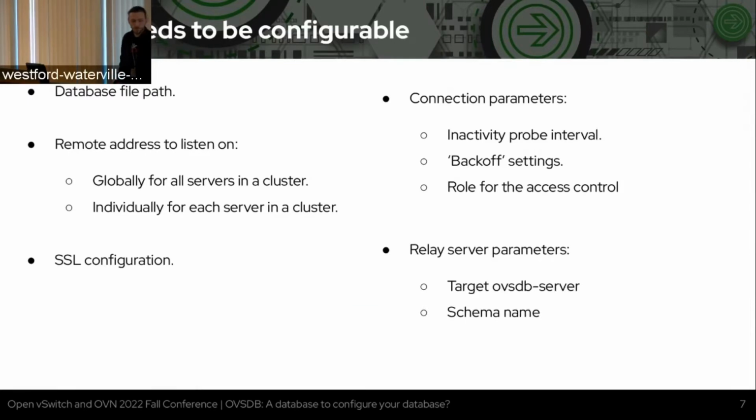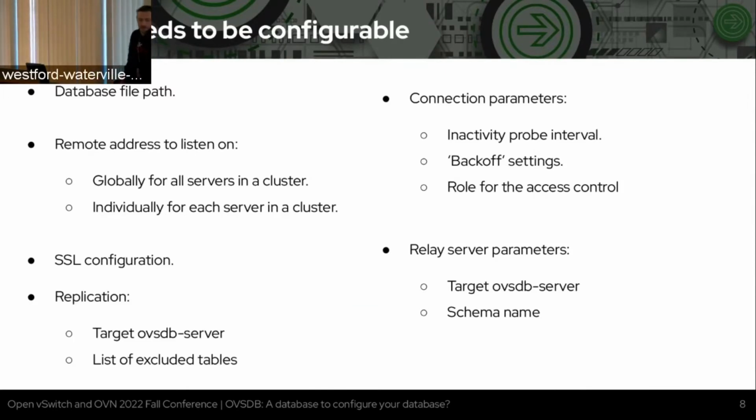We also have relay mode. We want to configure here the same target, but also the source database from where we are getting all the data to relay to all the clients, and the schema name for the database that we want to get. And a similar thing for the replication. We want the target ovsdb-server to replicate, and the list of tables we want to replicate. That's for active backup mode.